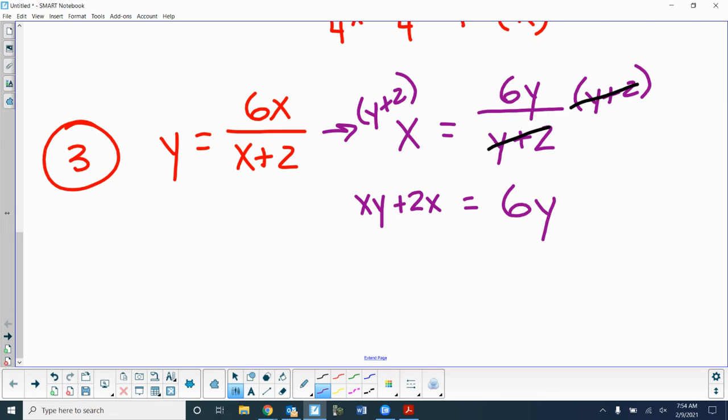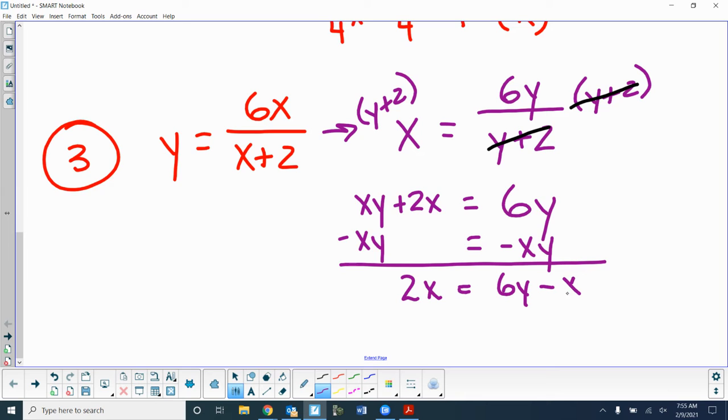So I have a y on each side. I want to get the y by itself. It doesn't matter if you take the xy on the left over to the 6y on the right, or take the 6y on the right over to the xy on the left. That doesn't matter. Since this x is here on the left, I'm going to take this xy over to the right, so that the y's are on the right. So I got 2x on the left and 6y minus xy on the right.